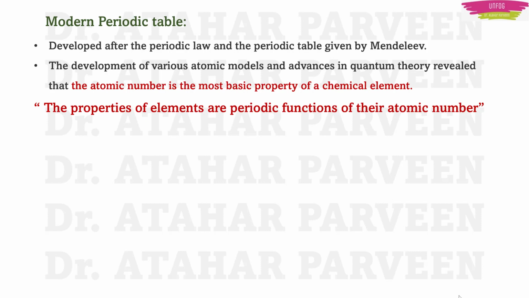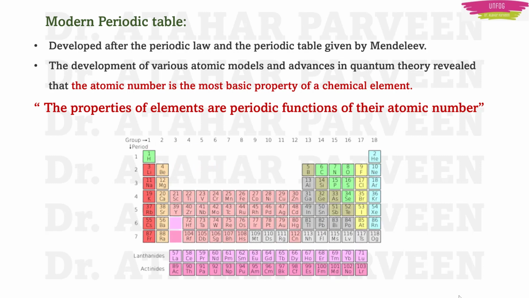The modern periodic law says that the properties of elements are periodic functions of their atomic number. So this you should know. What did Mendeleev say? Properties of elements are periodic functions of atomic masses. But what does the modern periodic law say? It says that the properties of elements are periodic functions of their atomic number. So this is the modern periodic table. It consists of 118 elements, and it has 18 groups and 7 periods.